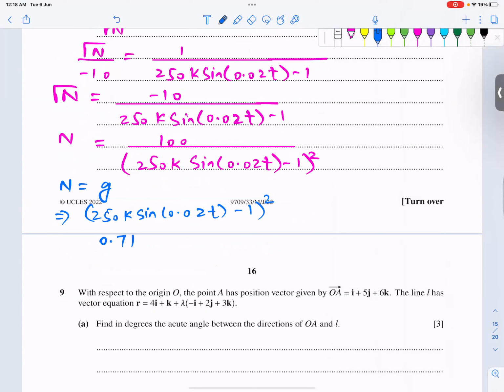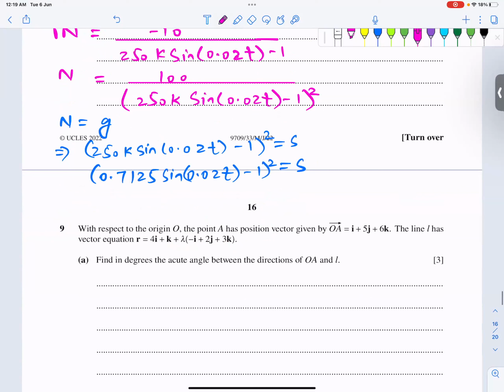So (0.7125 sin(0.02t) minus 1) whole square. It means this value must be smallest. So I will call S as smallest. Mostly these types of questions depend upon sin t and cos t, and the maximum and minimum values of sin t and cos t. So let's suppose we see the minimum value of sine, that is -1.